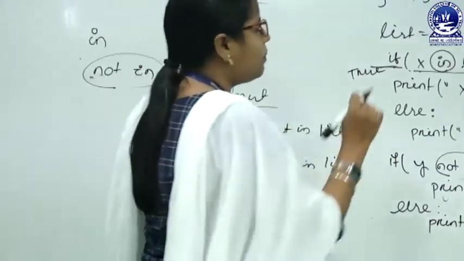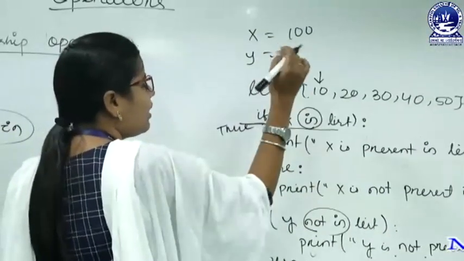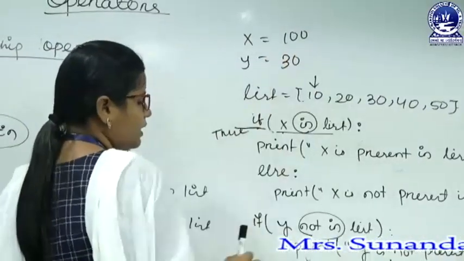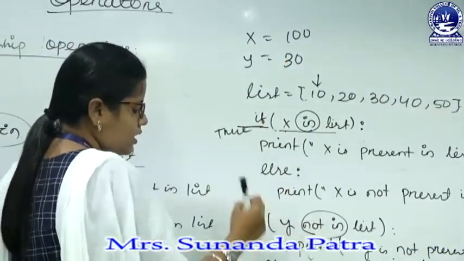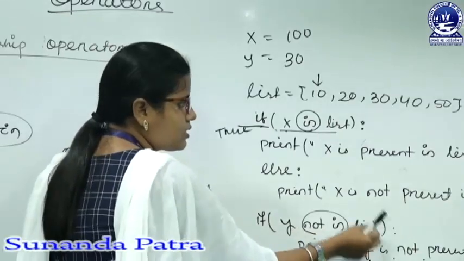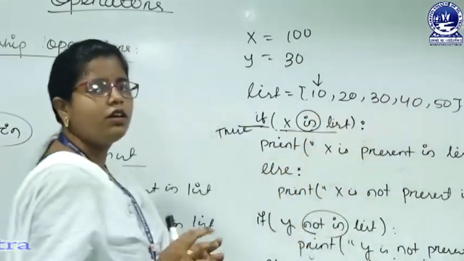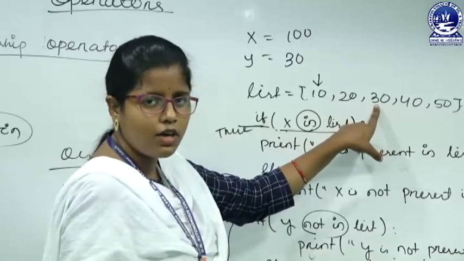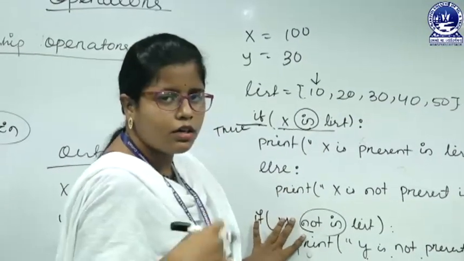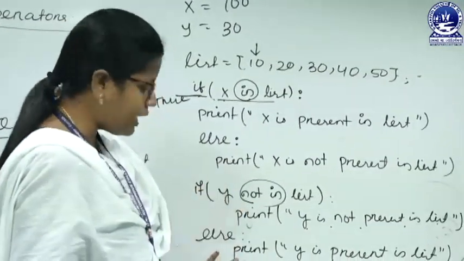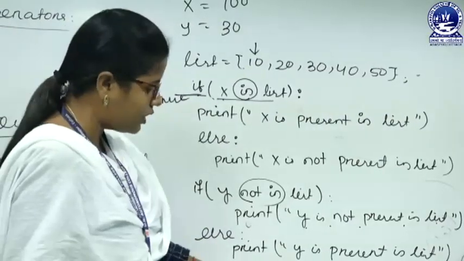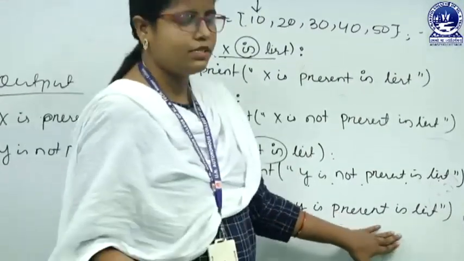Okay. If I am changing the value of y to 30, then come to this: 30 not in the list. 30 not in the list, wrong, because 30 is there. So, the if block returns false, that means the else block will get executed and it will print y is present in the list.